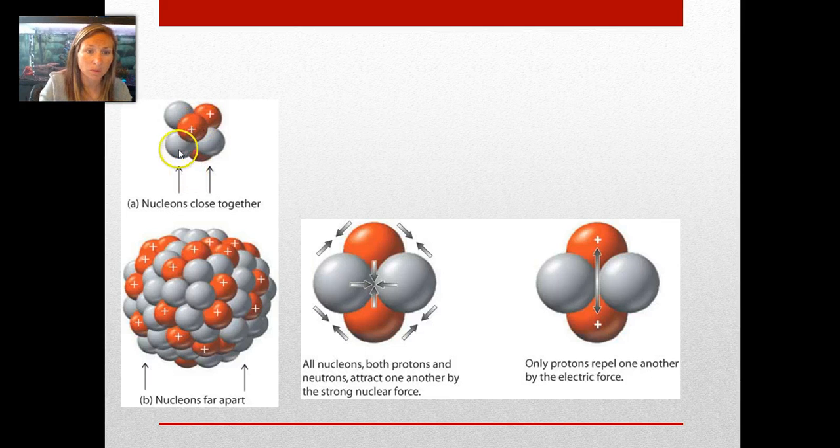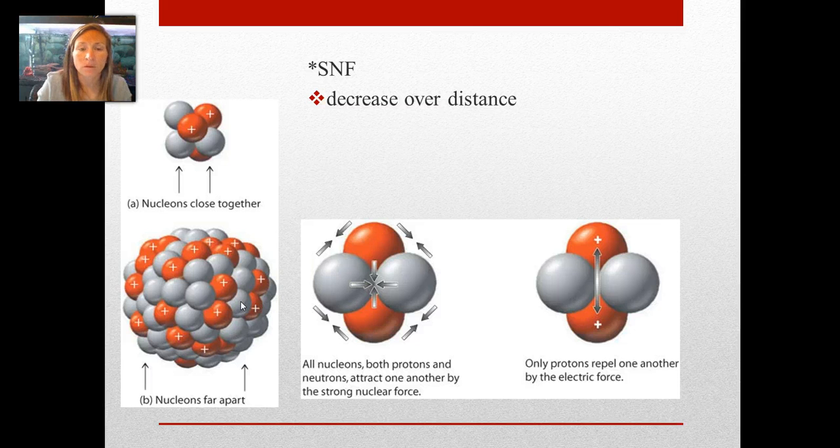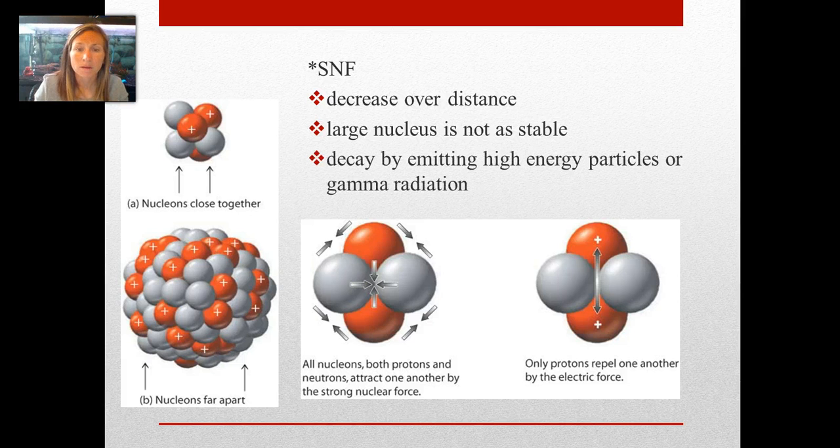Again, a nucleon is a proton or a neutron. When you get a larger nucleus, you can see how those nucleons are further apart from each other. They get spread out. So the strong nuclear force is going to decrease over distance. A larger nucleus will become not as stable as a smaller one, as I showed you in that picture. And then in order to take care of this instability, that element may decay by emitting high energy particles, the alpha or the beta, or gamma radiation.